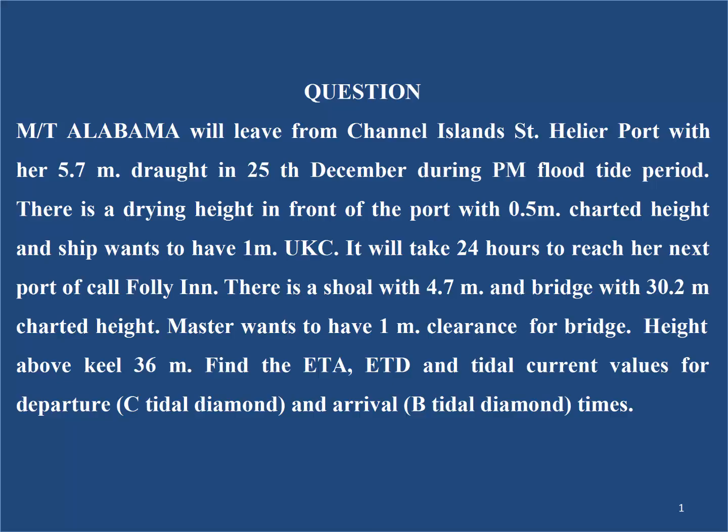There is a shoal with 4.7-meter and a bridge with 30.2-meter charted height. The master wants to have 1 meter clearance for the bridge. Height above keel is 36 meters. Find the ETA, ETD, and tidal current values for departure, C tidal diamond, and arrival, B tidal diamond times.